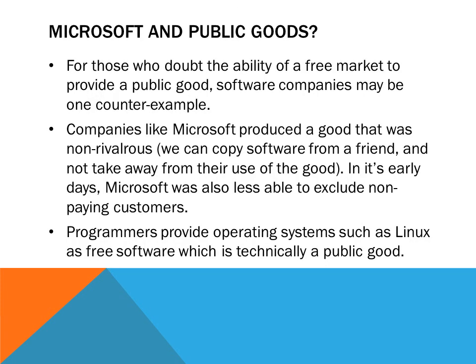However, what does public goods theory have to say about the case of Microsoft? For those who doubt the ability of a free market to provide a public good, software companies may be one counterexample. Companies like Microsoft produced a good that was non-rivalrous. That is, we can copy software from a friend and not take away from their use of the good. In its early days, Microsoft was also less able to exclude non-paying customers. Also, programmers provide operating systems, such as Linux, as free software, which is technically a public good.